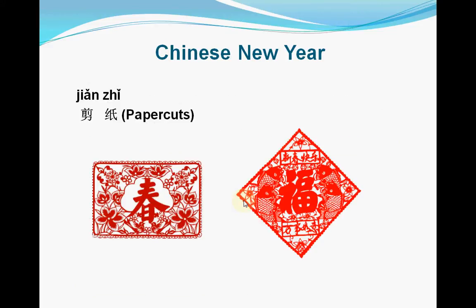Besides the spring festival couplet, some people also decorate their house with paper cuts. They use the paper cuts for celebrating the Chinese New Year. Paper cuts we call 剪纸. Jian means cut. Zhi means paper. Paper cuts are made from lucky red paper, and they are often posted on windows or on doors to celebrate the spring festival. Paper cutting is an extremely popular Chinese folk art. Paper cuts usually feature Chinese legends, operas, and the 12 animals of the Chinese zodiac.